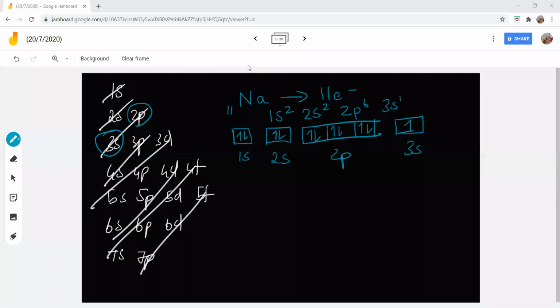Okay, someone else has raised hands. Still, if you have doubts in this, you can raise your hand. Next element, you can try solving.